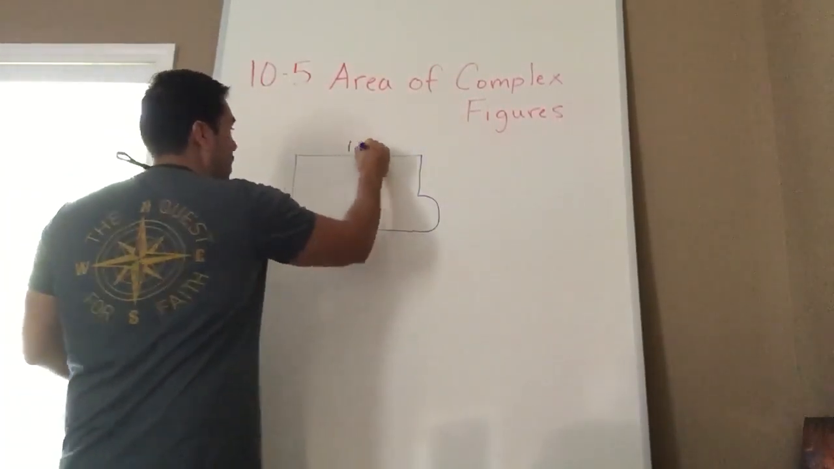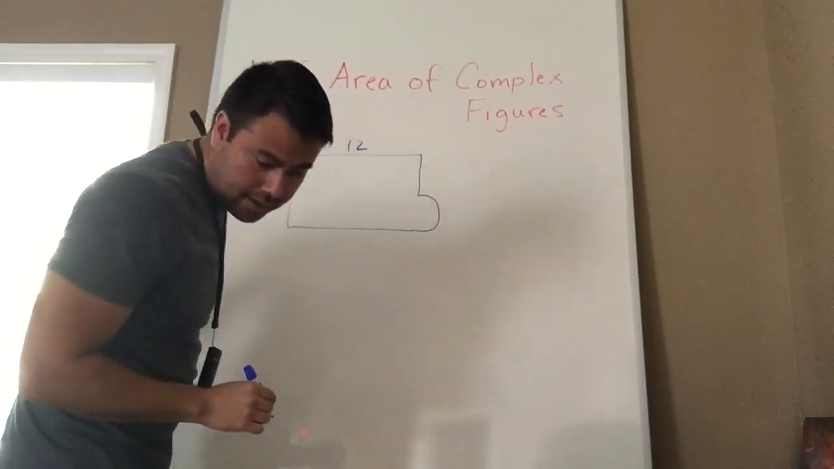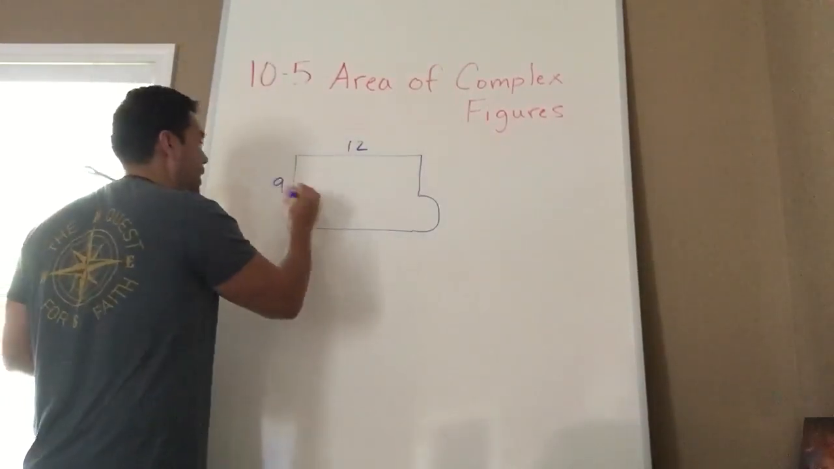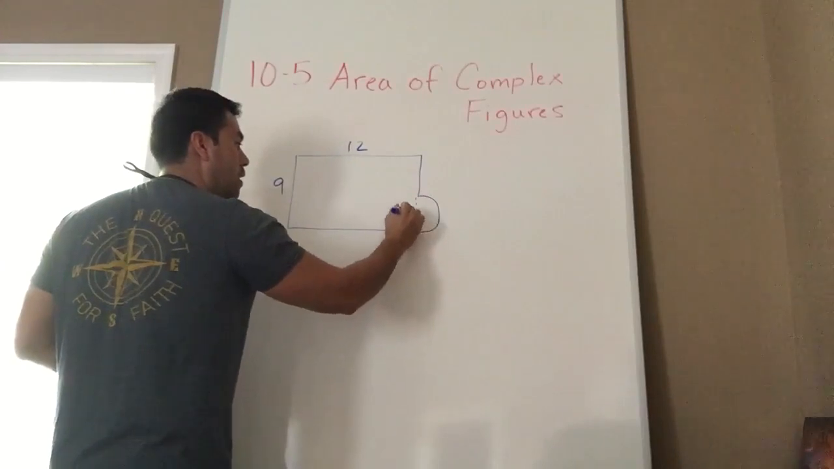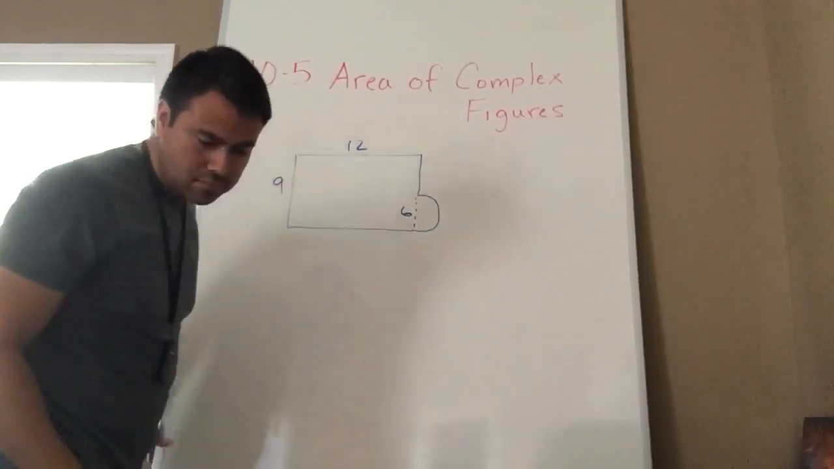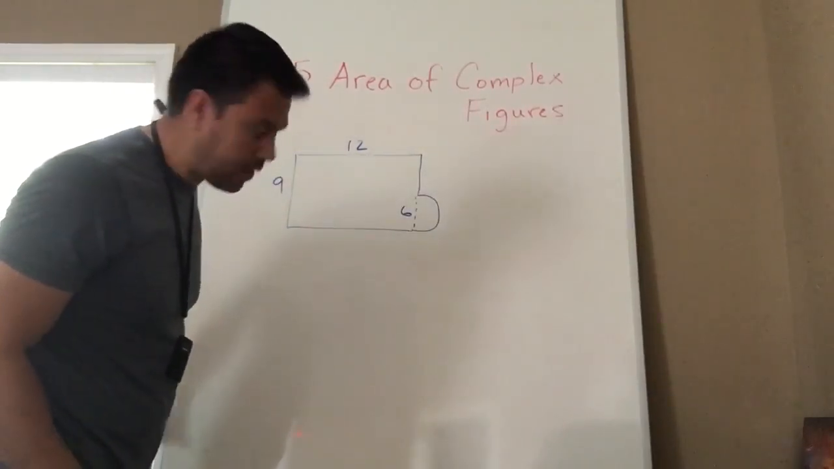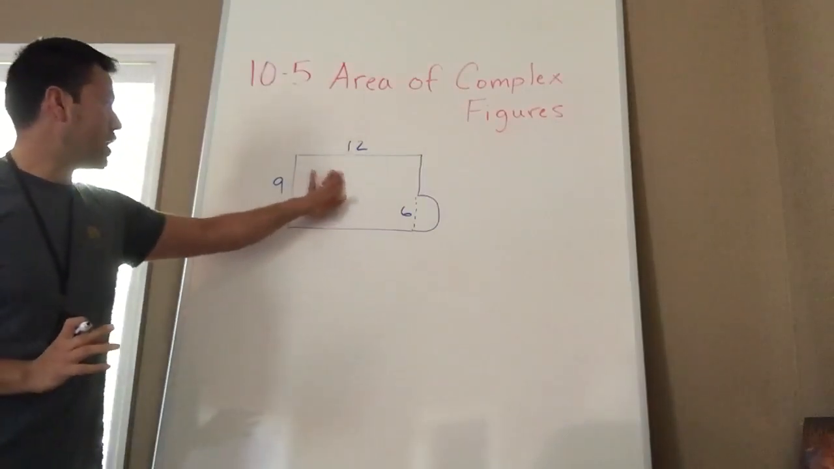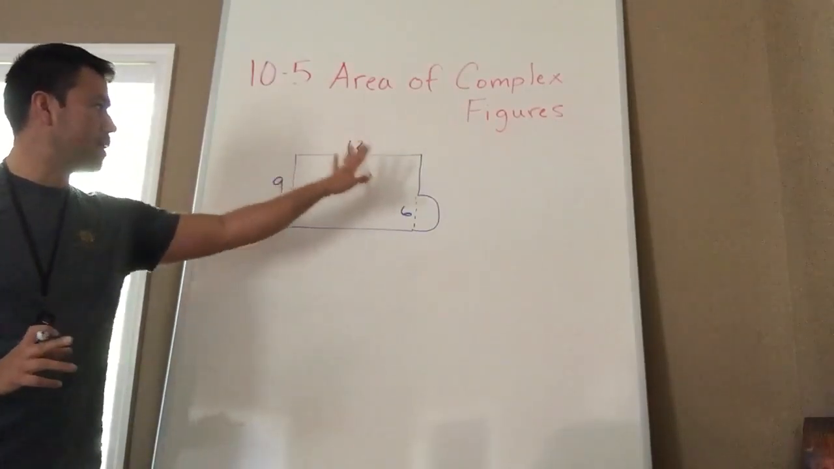They gave me 12, 9, 6, 9, and 6. Okay. There's nothing shaded. They want me to find the area of this complex figure.